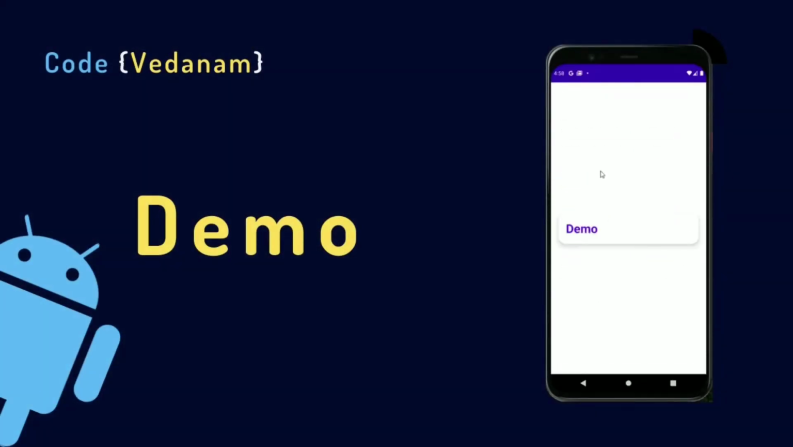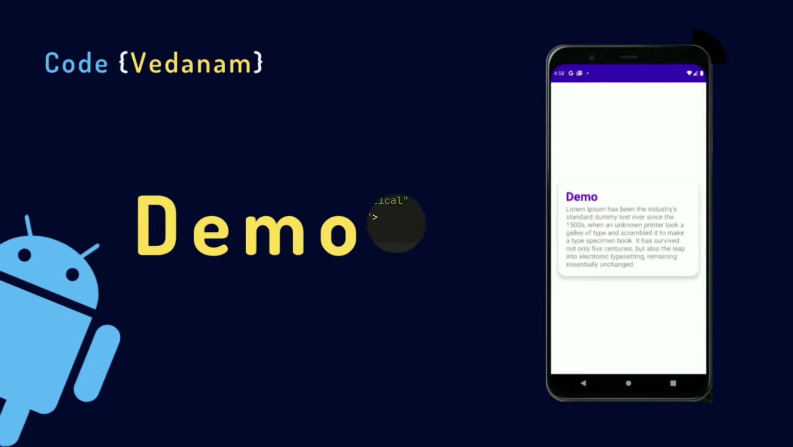Today we will learn how we can create this expandable card view in Android Studio with this very smooth animation. So without wasting much time, let's go for coding now.